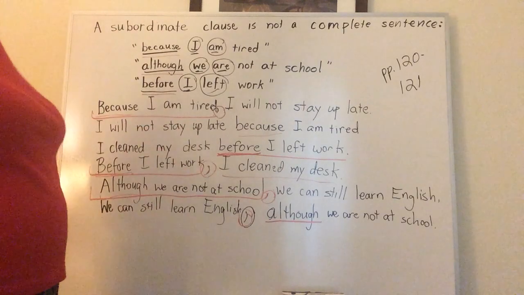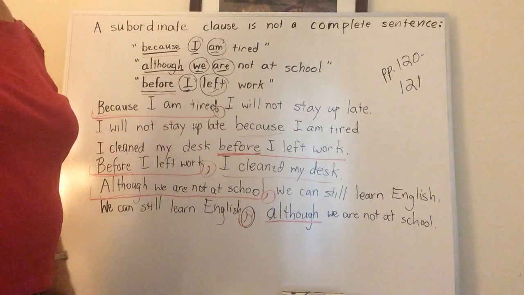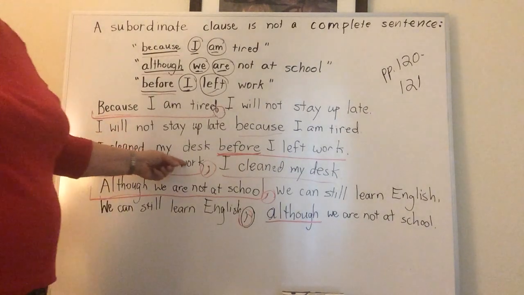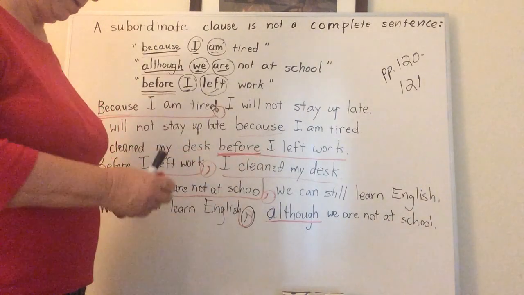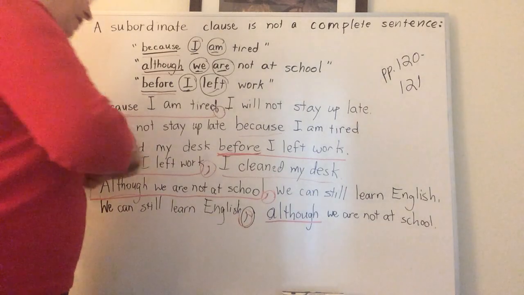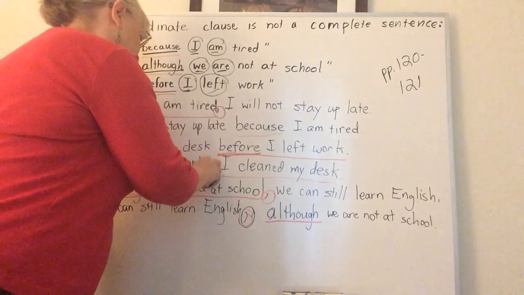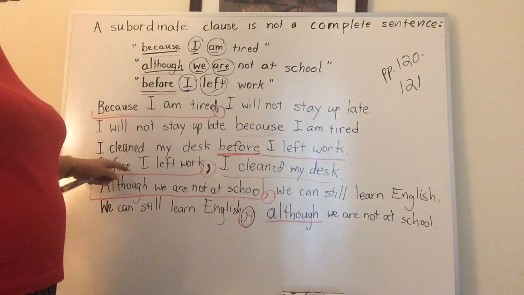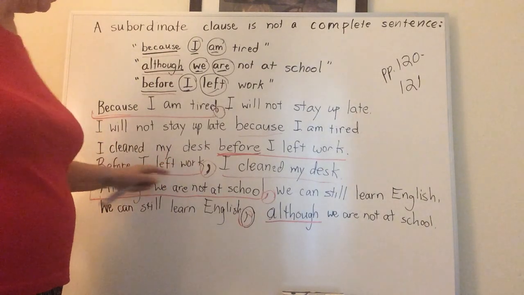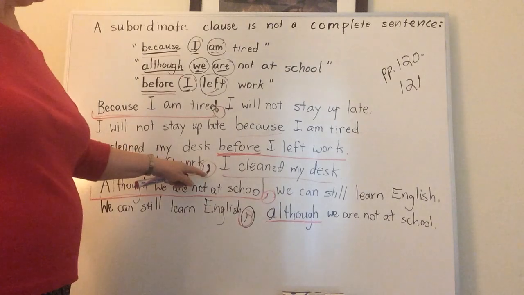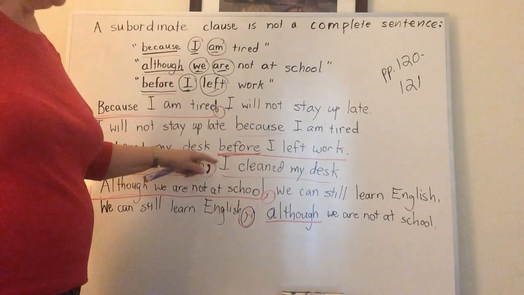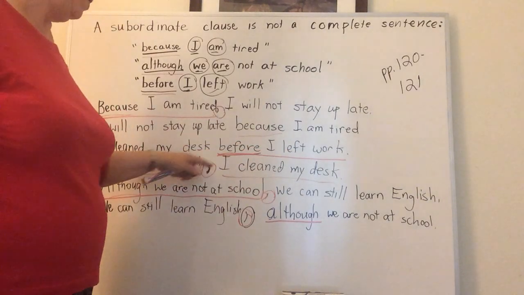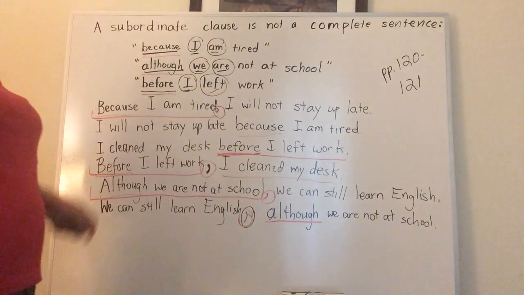There's no comma. Here is the same sentence, though, with the subordinate clause first. Before I left work, I cleaned my desk. So there is that comma. The sentence started with a subordinating conjunction. The subordinate clause is first, so you must have a comma. Very important. I cleaned my desk. Before I left work, comma, I cleaned my desk.